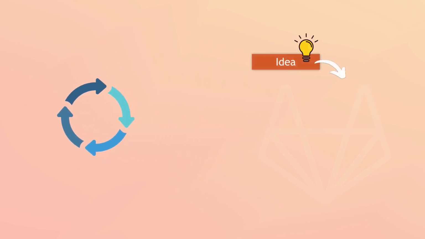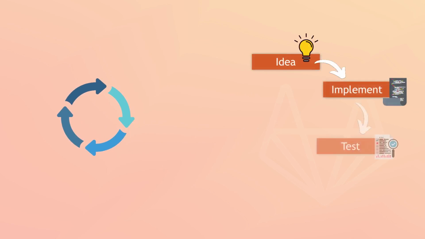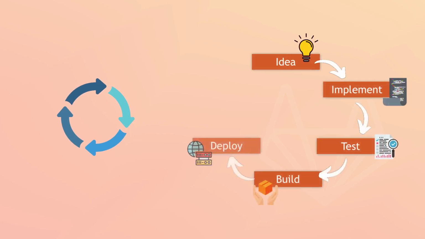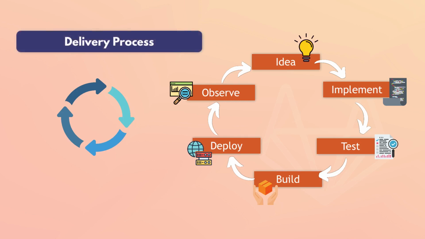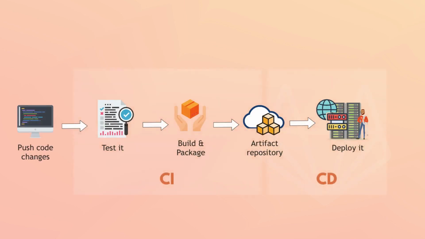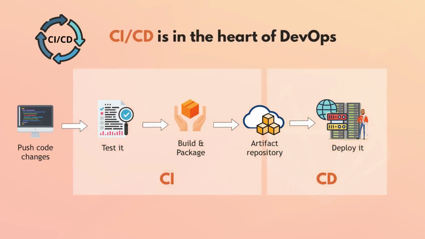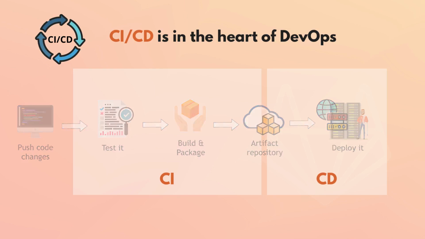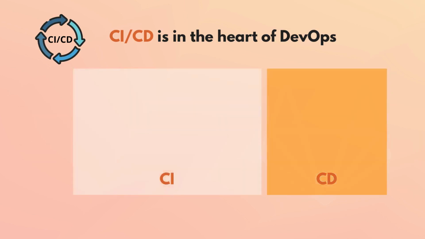You have the idea of an improvement, you code it, test it, build and package it, deploy it, and observe it after release to see, one, are there any new improvement ideas, or two, are there any issues that need to be fixed? So you have a process of continuous delivery of changes, an endless cycle of improvements. And CI/CD is in the heart of this DevOps process and is a method to frequently deliver application changes to customers in an automated way. Now let's break this down further and understand what the CI and CD parts actually mean.